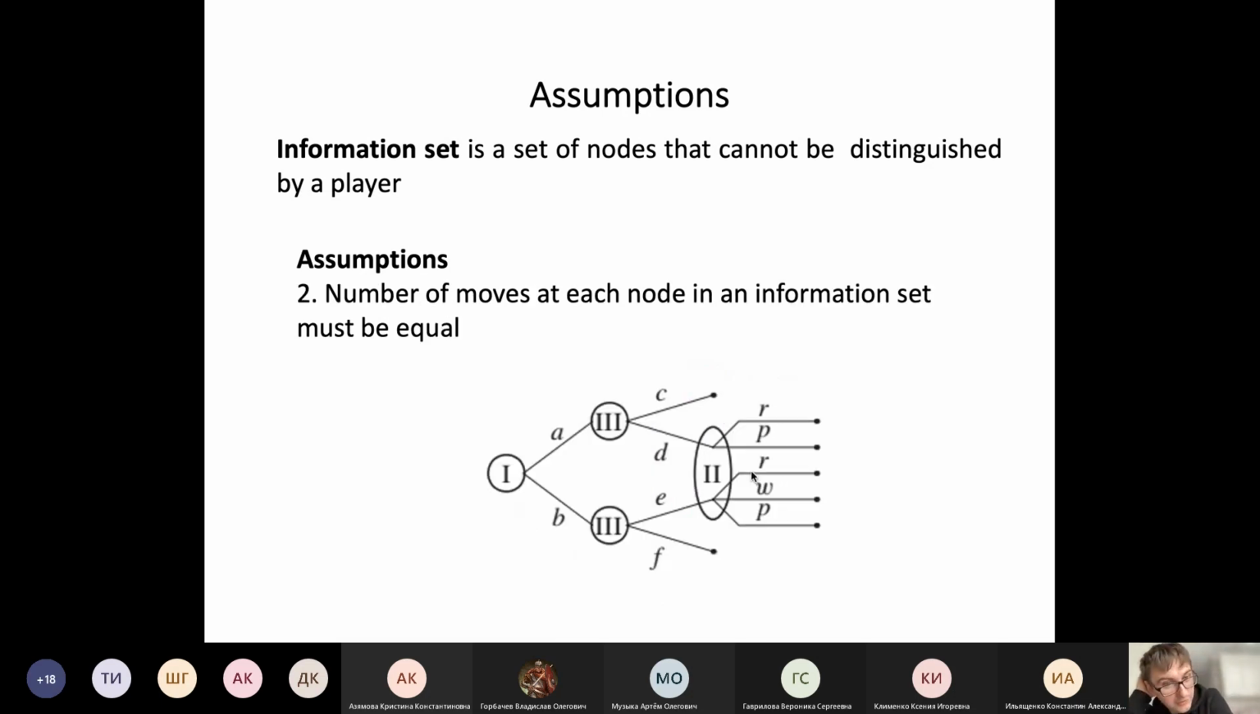Second, the number of moves at each node in an information set must be equal. Again, what we have here is impossible. We have two nodes in the same information set. Here two actions are available, R and P, and here three actions are available, R, W, and P. This is impossible. In one information set, we should have the same number of actions available, probably two here.